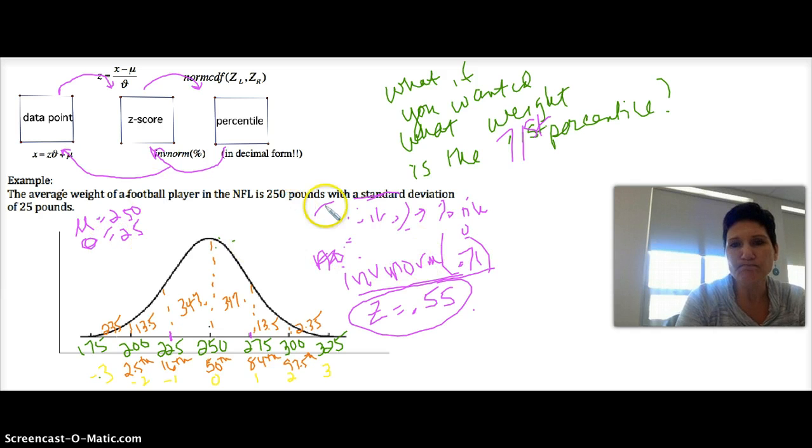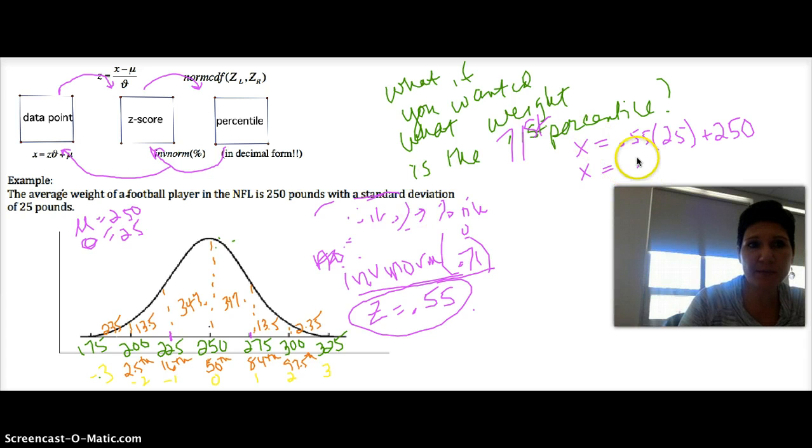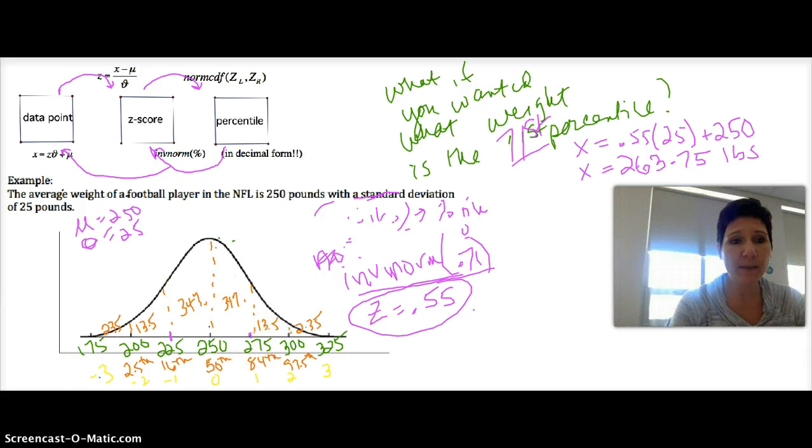So now I'm going to plug everything in here. x is equal to the z-score, which is 0.55, times the standard deviation, which is 25, and then I add the mean, which is 250. I'm going to do that on my calculator. You do it on yours. I'll be right back. So I got 263.75 pounds. So a guy who is in the 71st percentile is going to weigh 263.75 pounds, and it makes sense because he's going to be right in here.